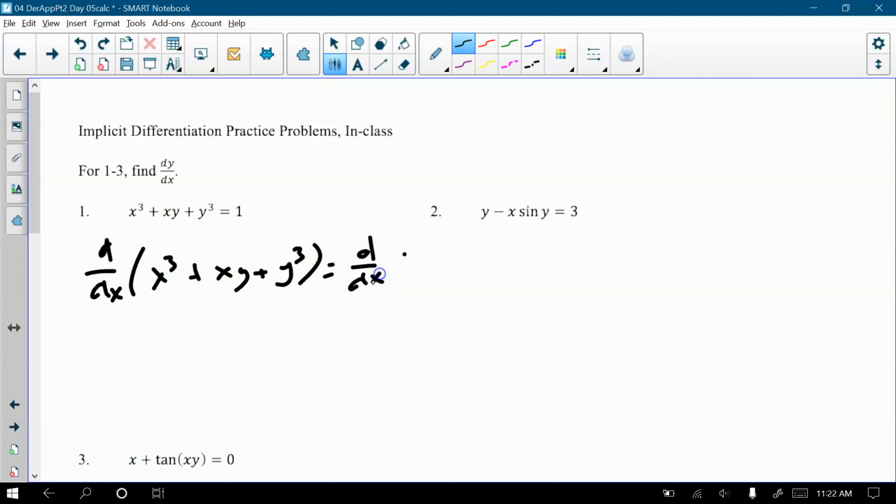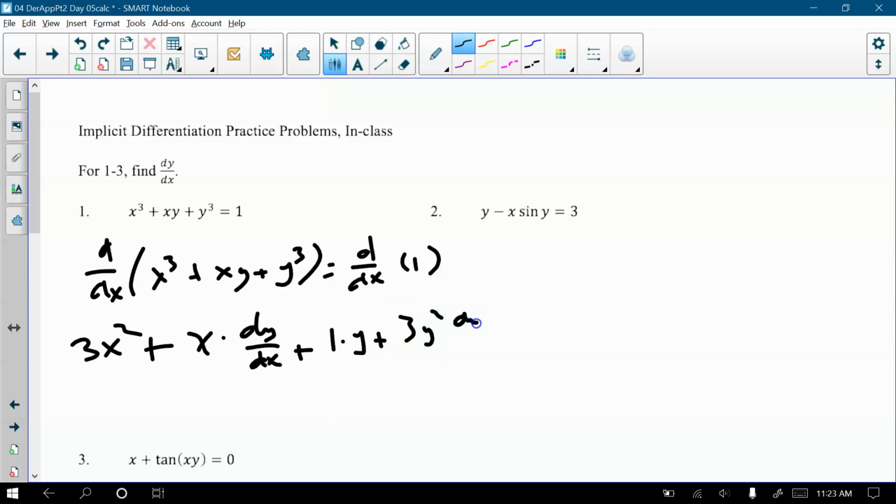And again, no reason to actually solve for a variable, because that's what implicit differentiation is for. Derivative of x cubed is 3x squared plus the derivative of xy. Well, we need first times second plus second times first. We need that product rule. So we'll do x times dy/dx plus 1 times y, plus the derivative of y cubed is 3y squared dy/dx, equals 0. Don't forget the 0 part.